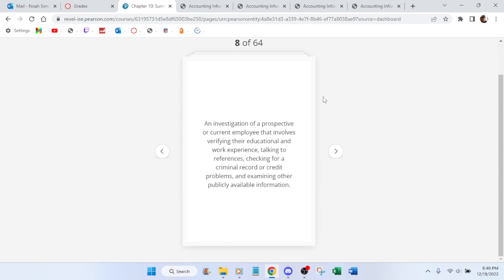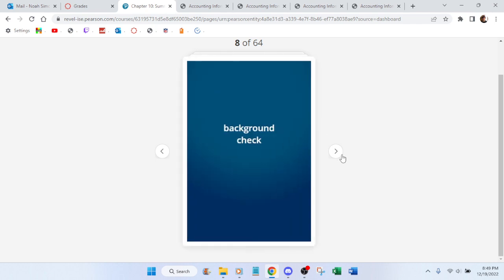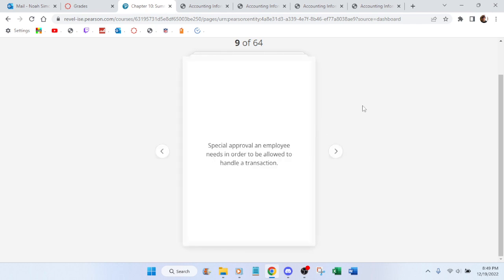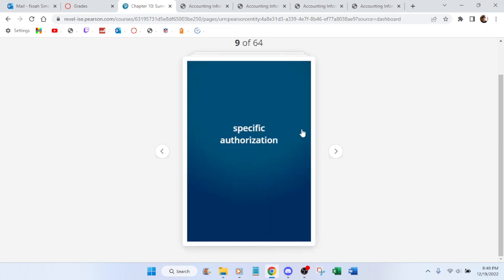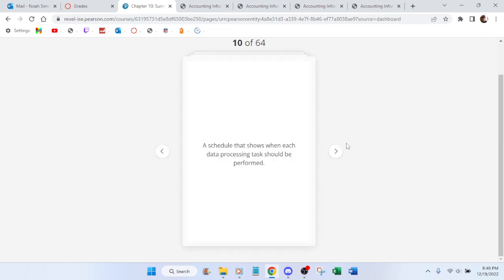An investigation of a prospective or current employee that involves verifying their educational and work experience, talking to references, checking for a criminal record or credit problems, and examining other publicly available information: background check. Special approval an employee needs in order to be allowed to handle a transaction. Authorization. Nope, specific authorization. Dang.